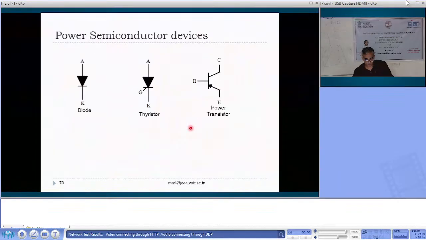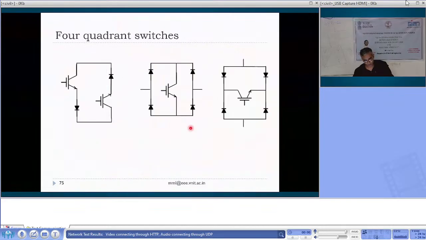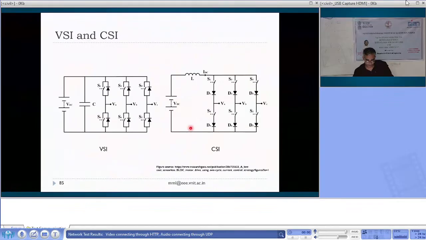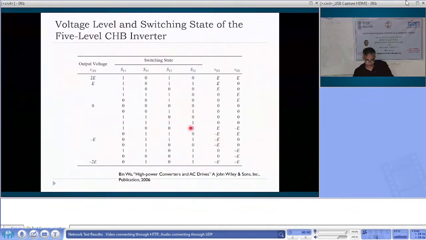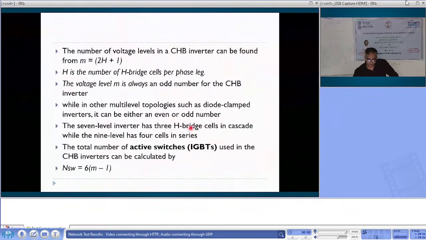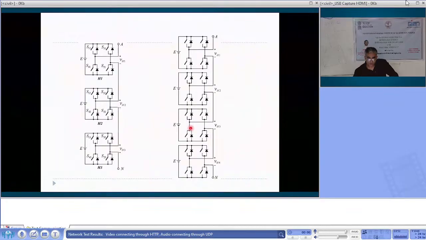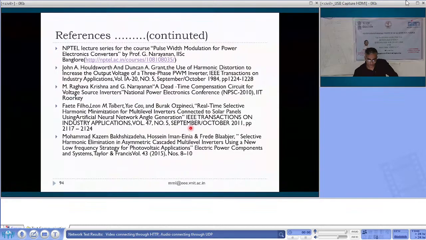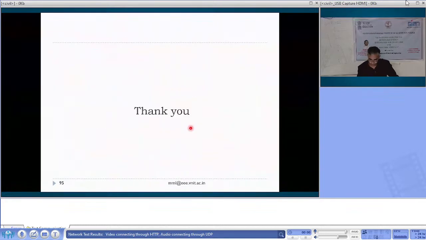This is just for understanding your inverter. This was the part of a PWM technique that we used to teach to the MTech students. I will give you the presentation, you can also study, but this is not much part of the discussion today. So we'll move to the next presentation.